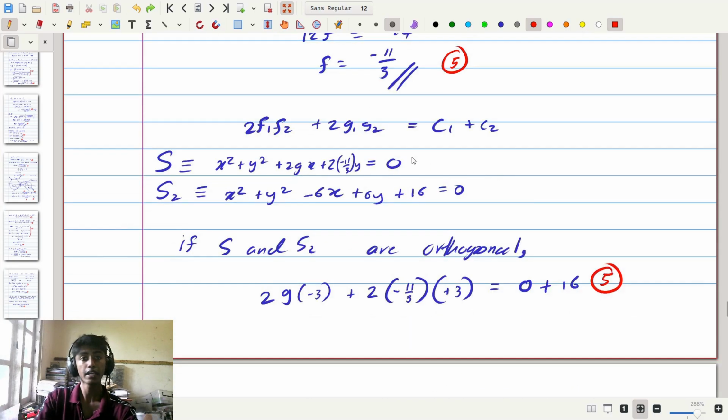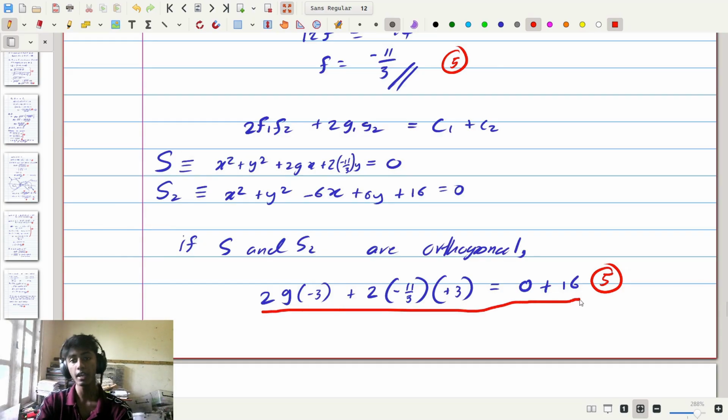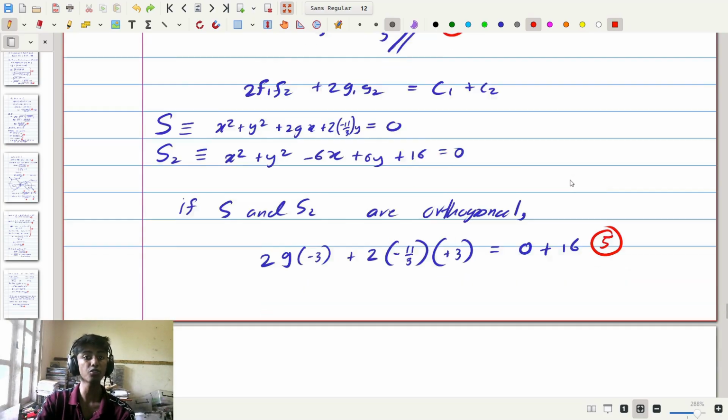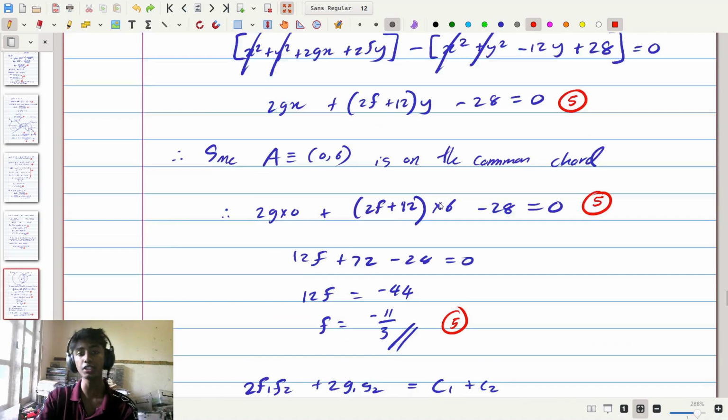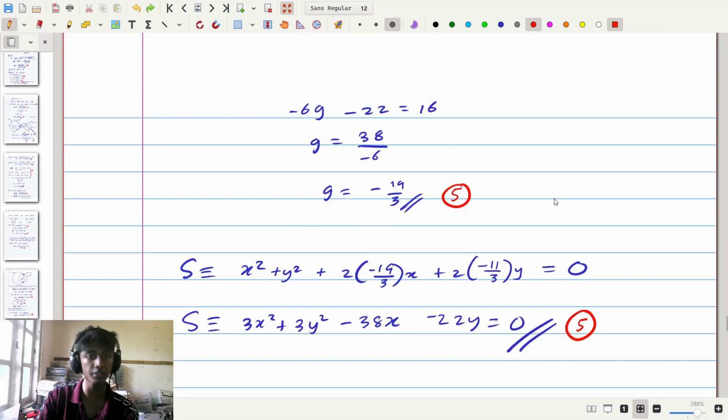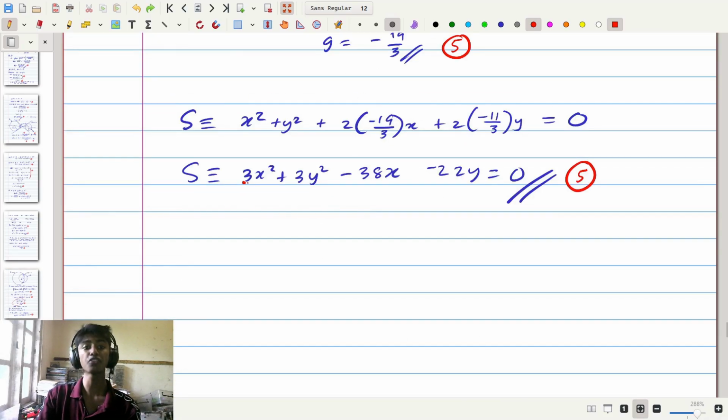Now after that, when you apply the condition of orthogonality, which is this condition, to the circle S and the circle S2, in order to get this equation right here, you get 5 marks. And going down, when you simplify this to get the value of g as g equals negative 1903, you get another 5 marks. And finally, when you substitute this value of g and this value of f into your equation to get the circle S as 3x squared plus 3y squared minus 38x minus 22y equals 0, you get a final 5 marks. And with that, we are done with this question.